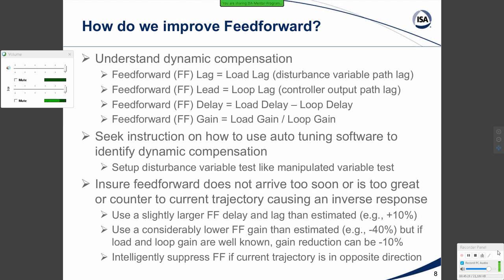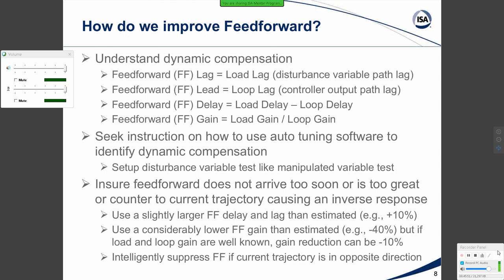So what's most important? Ensure the feed forward does not arrive too soon or is too great, or counter the current trajectory causing an inverse response. Now, I added in this last phrase because Terry Tolliver found out in distillation columns where they commonly use feed forward control for feed changes.